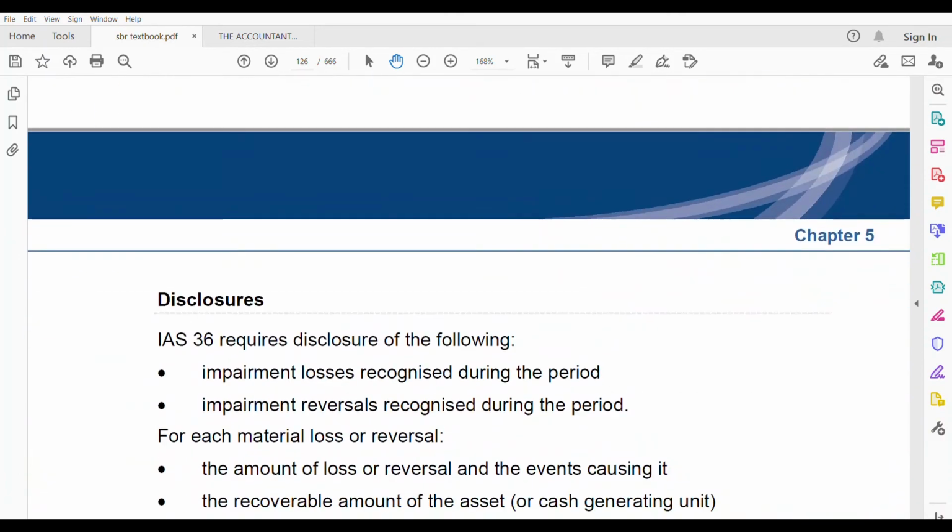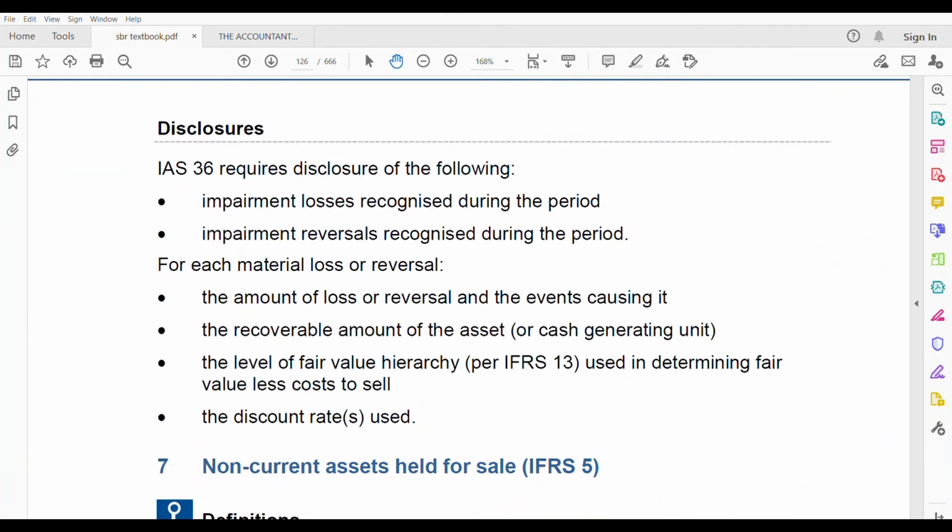So now finally we come to the disclosure. Before I officially finish IAS 36 and start doing questions, disclosure is left. So disclose the following. Impairment losses recognized during the period. Impairment reversals also recognized during the period. For each material loss or reversal, the amount of loss or reversal and the events causing it.